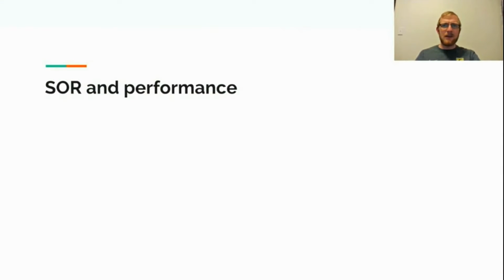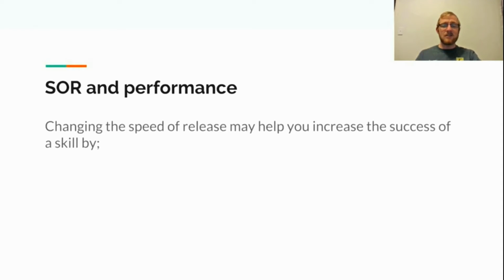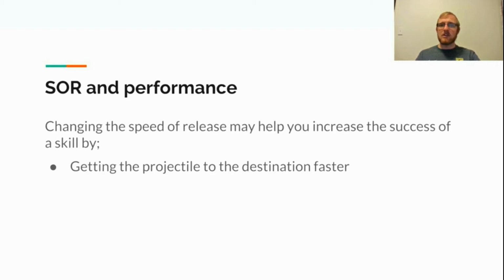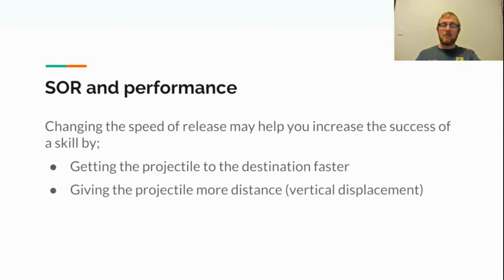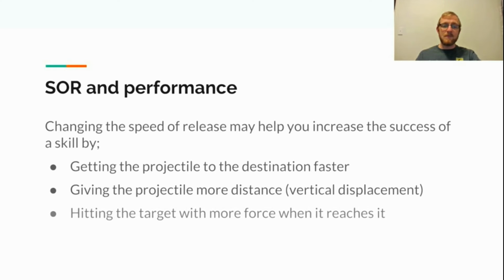So how does speed of release interplay with performance? Changing the speed of release may help you increase the success of a skill in the following ways. It might help in getting the projectile to its destination faster. It might help by giving the projectile more distance. Again, that's called vertical displacement. It might help by enabling you to hit the target with more force when it reaches it.